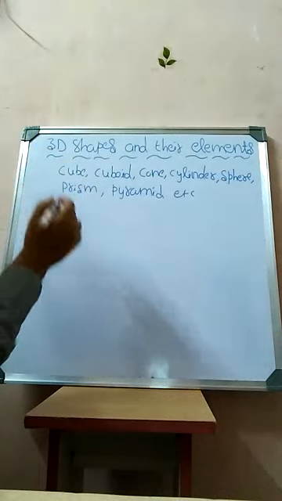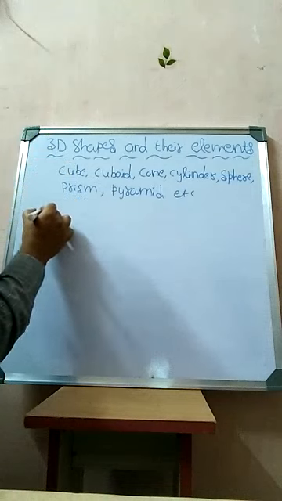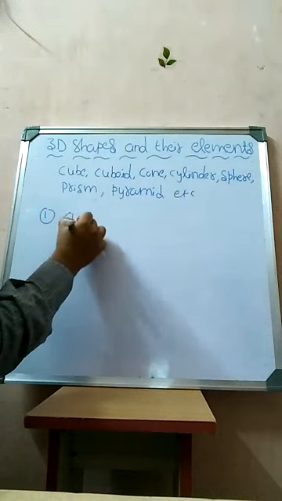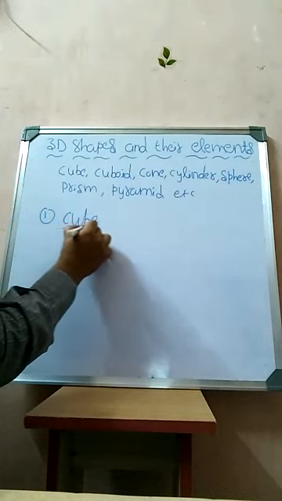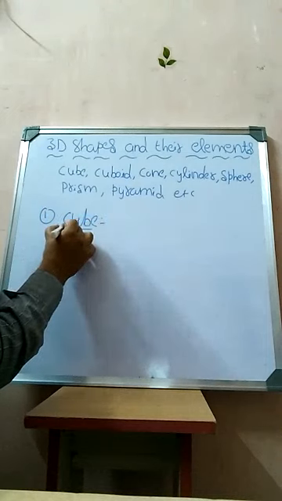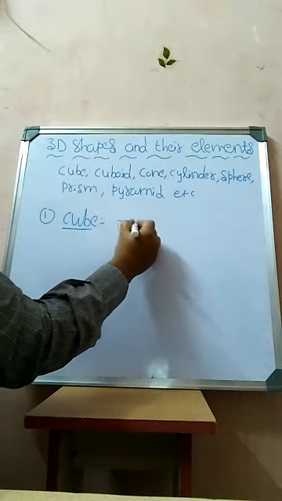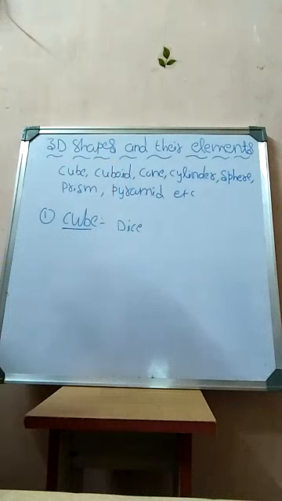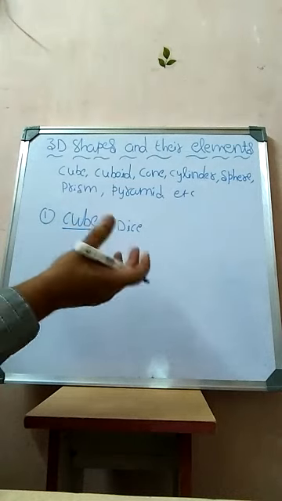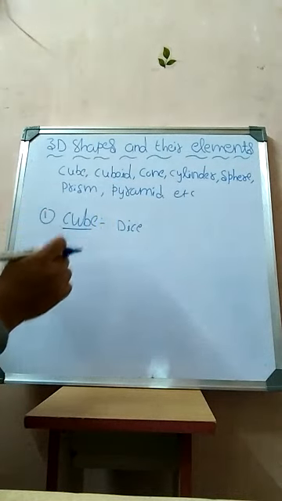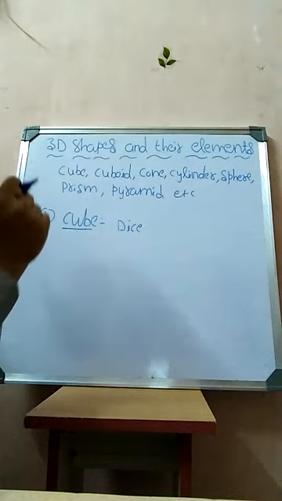First one, cube. Under cube, we can take a Rubik's cube or dice as an example. Everybody has seen a dice, I think; it is a perfect example of a cube. A Rubik's cube also we can take as an example for a cube.